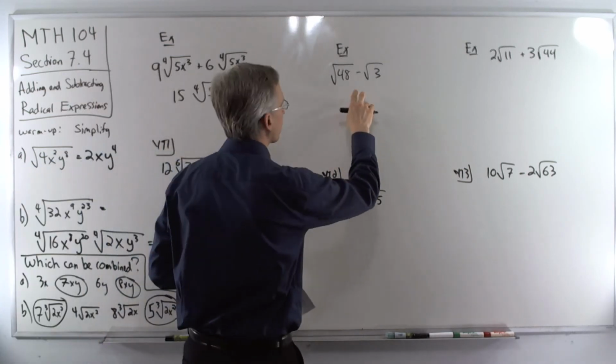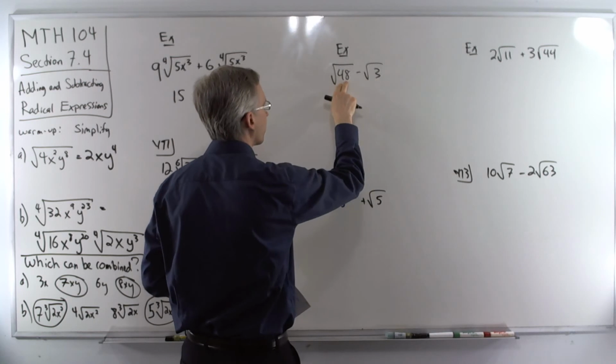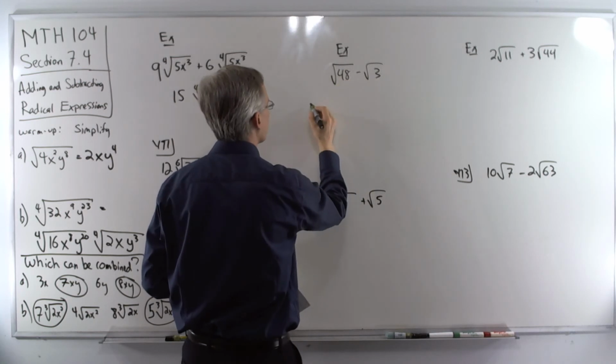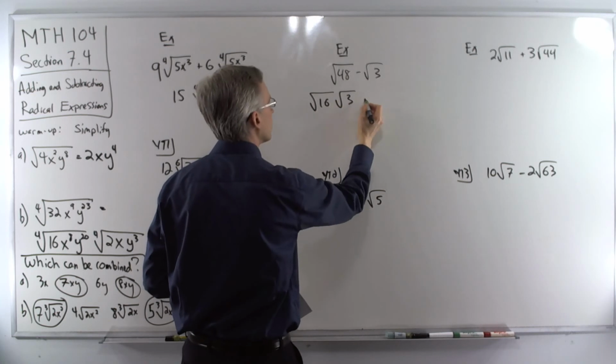So we want to create an expression over here that has the square root of 3 in it. Well, how do we break up 48? We're going to break it up into the square root of 16 times the square root of 3.